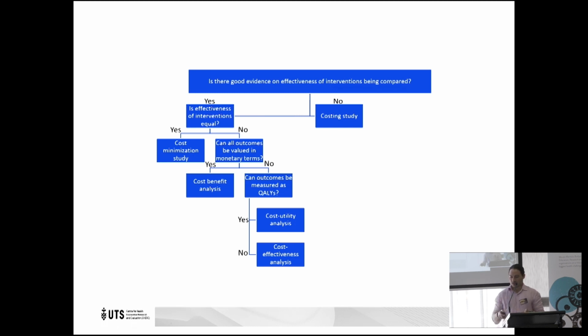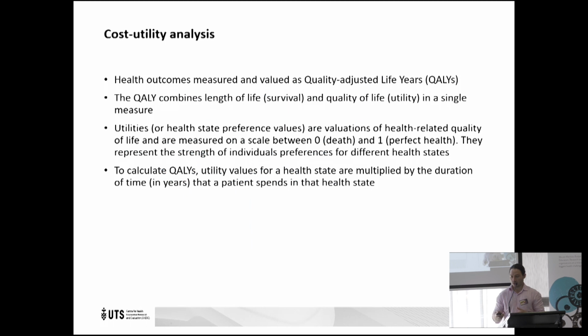Can outcome be measured as quality adjusted life years? Yes, we can do that. So we do a cost utility analysis. In a cost utility analysis, your outcomes are measured as quality adjusted life years. It combines your length of life or survival and quality of life, which is termed utility, in a single measure.